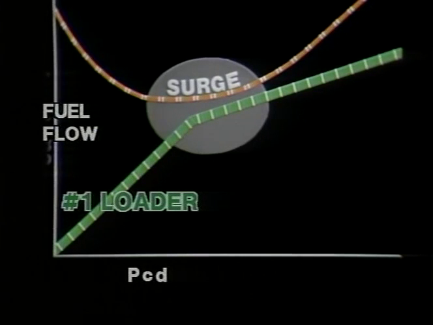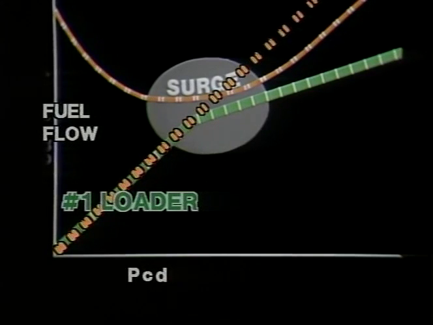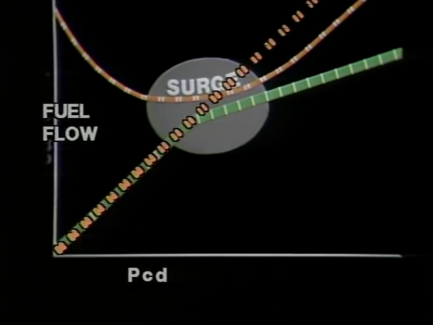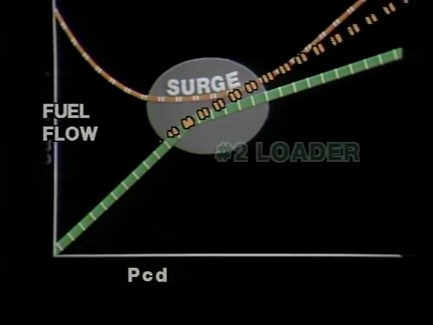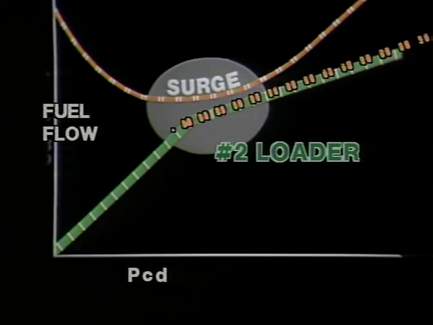You can see that if this rate of acceleration were to continue, the engine would go into surge. So, to avoid surge, the number one loader closes, slowing the rate of acceleration, and the number two loader controls the flow of fuel through the remainder of the acceleration schedule.